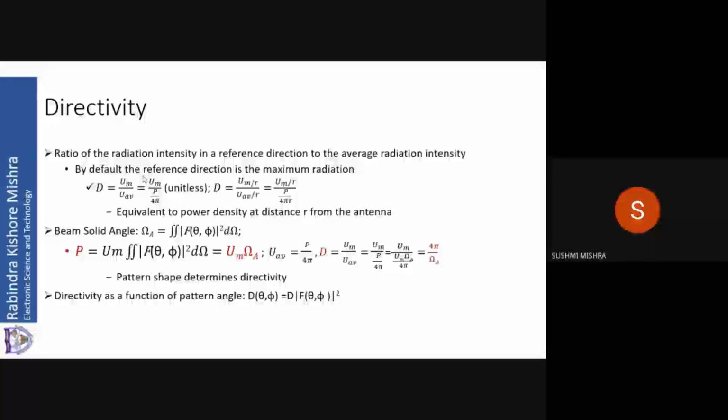The directivity as a function of pattern angle is given as D theta phi is equal to D, where D is the maximum value, into f theta phi square. So remember that f theta phi, the pattern square, is important in finding UM, U, directivity, whatever we are discussing, the pattern.